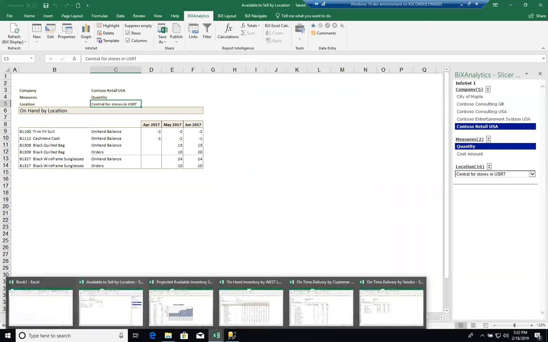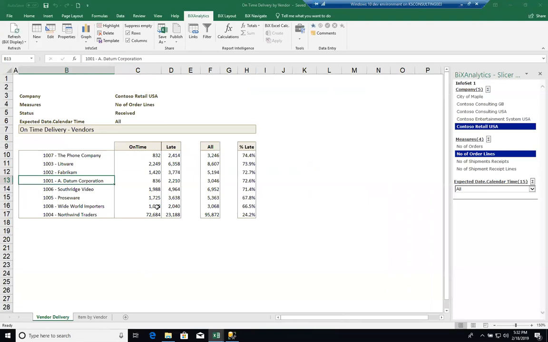And then another example would be to take a look at the on-time vendor information. So this one, I'm looking at for one particular company. I can see the vendors on rows. I can see by vendor or by purchase order line, I can see that the phone company was on time 832 times. They're late 2,414 times out of 3,200. That results in them having a 74% late, which is probably not a great thing. And so from a vendor management standpoint, that'd certainly be helpful.